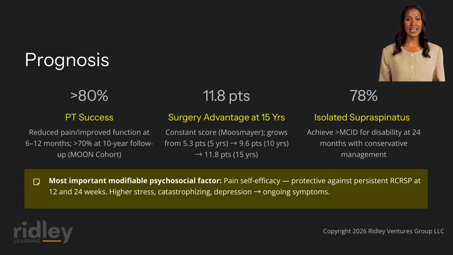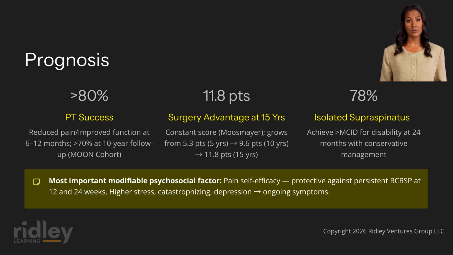disability. More than 80% of patients report reduced pain and improved function at 6 to 12 months with supervised physical therapy, and at 10-year follow-up, physical therapy is successful in more than 70% of patients with symptomatic atraumatic full-thickness tears.